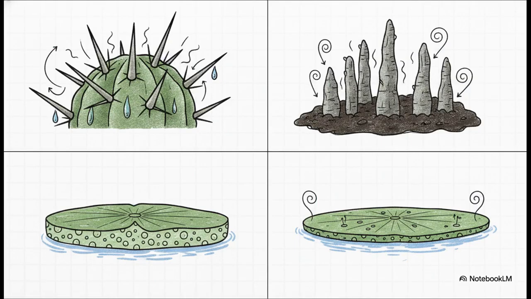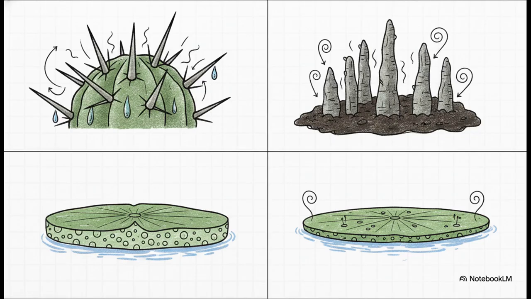Let's quickly revise the why questions once again. Examiners love these. Why does a cactus have spines? To reduce water loss. Why do mangroves have roots sticking out of the ground? Because the sticky clay soil lacks oxygen. Why do floating plants float? Because they have spongy, air-filled bodies.